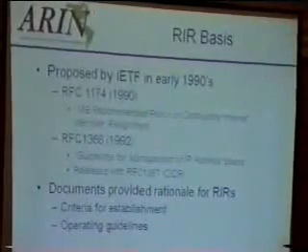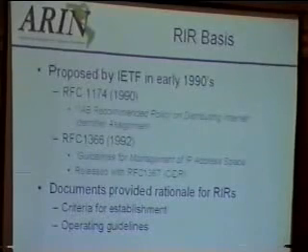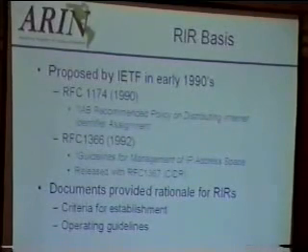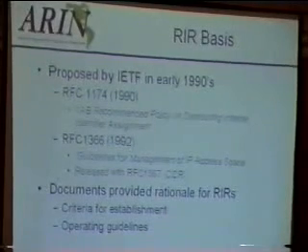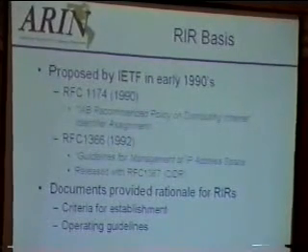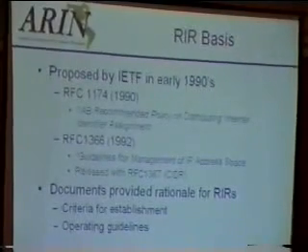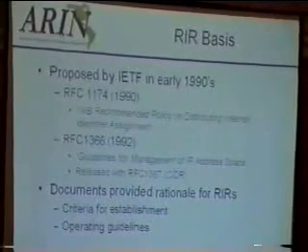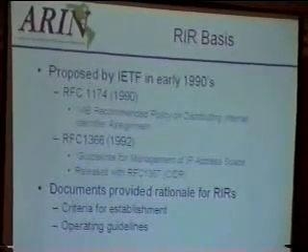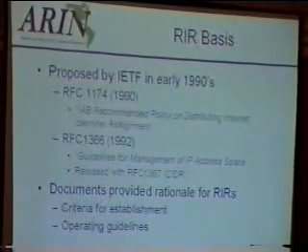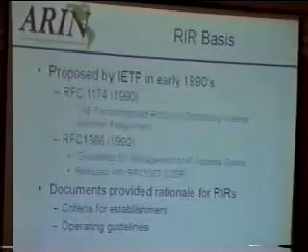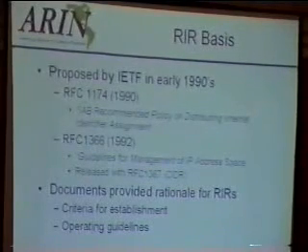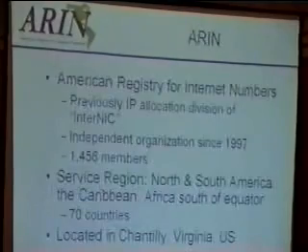Now, the RIR, Regional Internet Registry, was proposed by the IETF in the early 1990s. Here are two RFCs that you can actually read to find information about that: RFC 1174, the IAB recommended policy on distributing internet identifier assignment, and RFC 1366, guidelines for the management of IP address space. That was released at the same time as RFC 1367 for CIDR, classless interdomain routing. These documents provide a rationale for the regional internet registries. It established criteria for the RIRs and set operating guidelines for the regional internet registries.